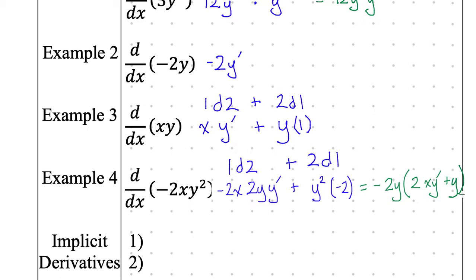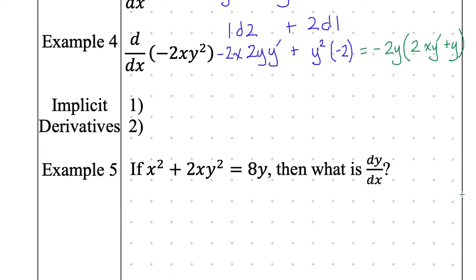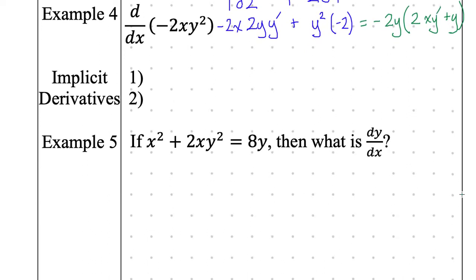All right. So the general rule of thumb, and we're basically going to be done with the notes after this. No, we have example 5. Implicit derivatives. The general rule of thumb is just take the derivative, and then isolate the y prime.